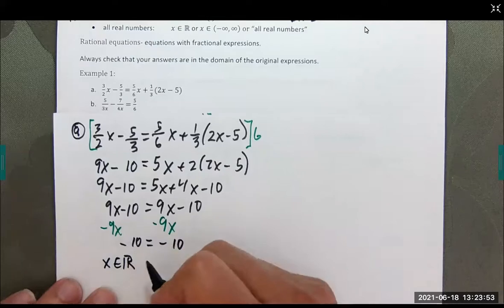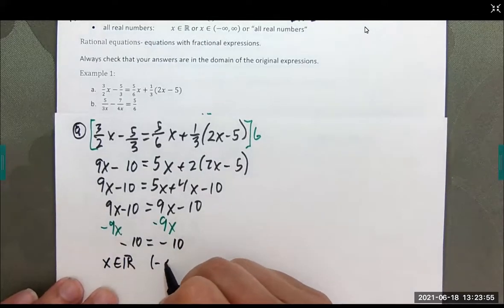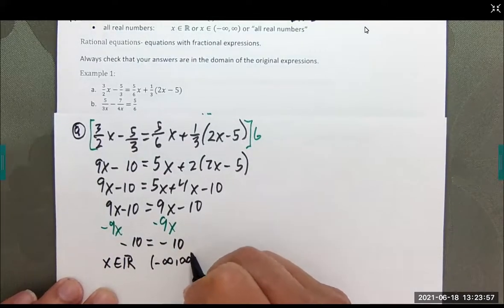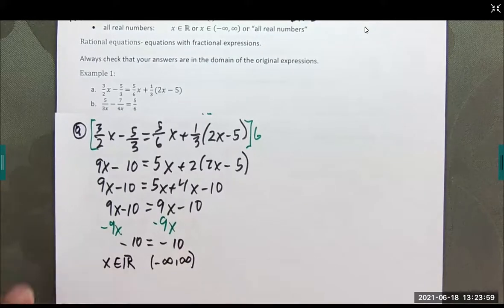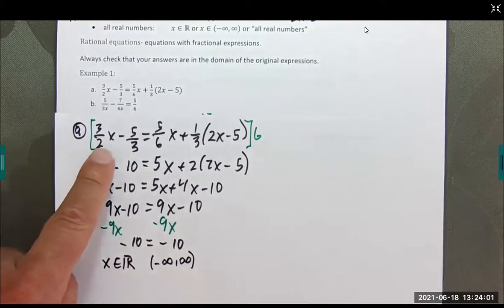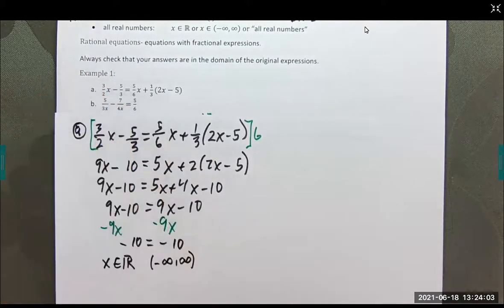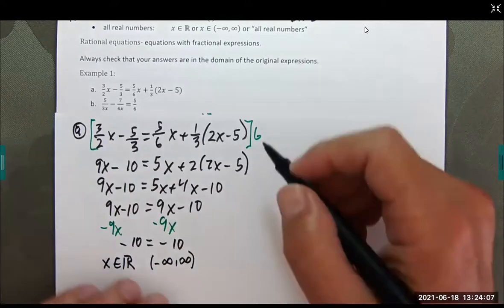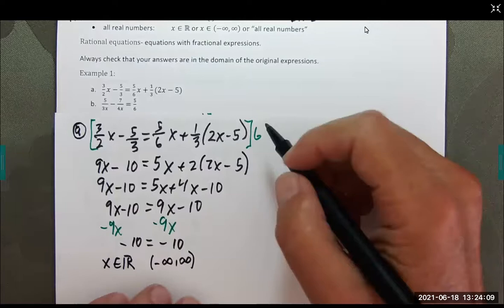In interval notation, it would look like this. Meaning you can take any value for x you want, and if you put it in there, there, and there, the left side will always equal the right side for all circumstances. Part B.